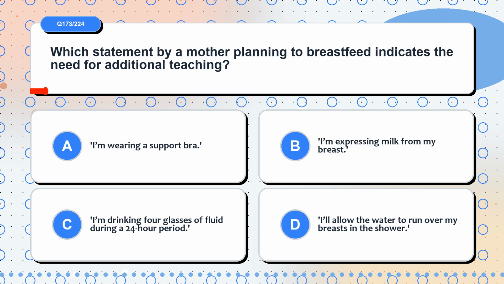Question 173. Which statement by a mother planning to breastfeed indicates the need for additional teaching? Here are the options. Option A. I'm wearing a support bra. Option B. I'm expressing milk from my breast. Option C. I'm drinking 4 glasses of fluid during a 24-hour period. Option D. I'll allow the water to run over my breasts in the shower.